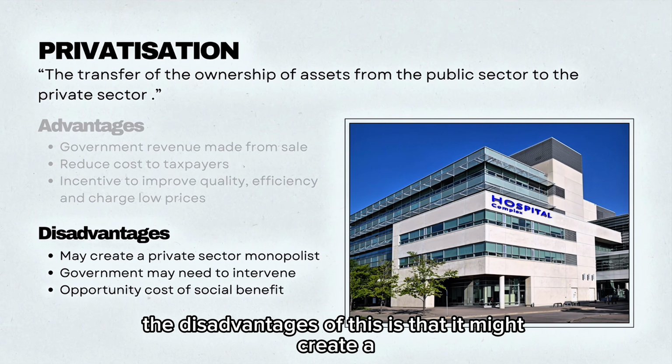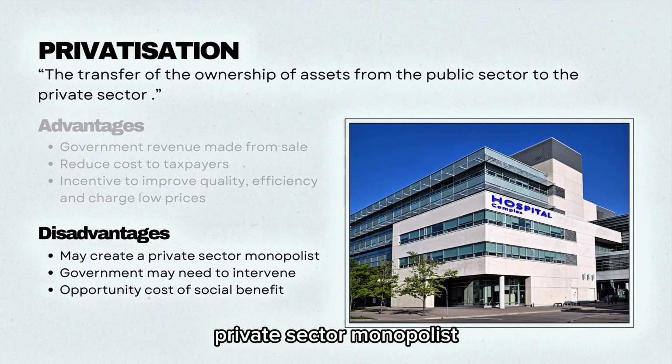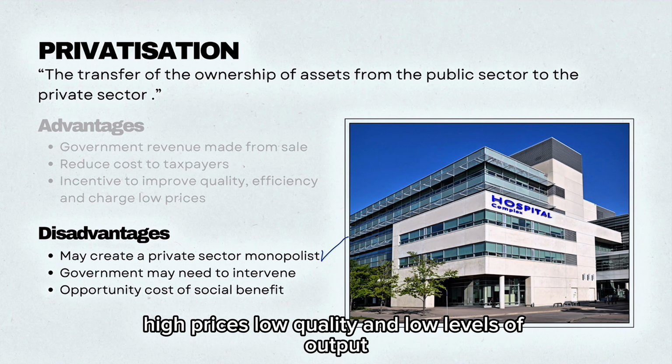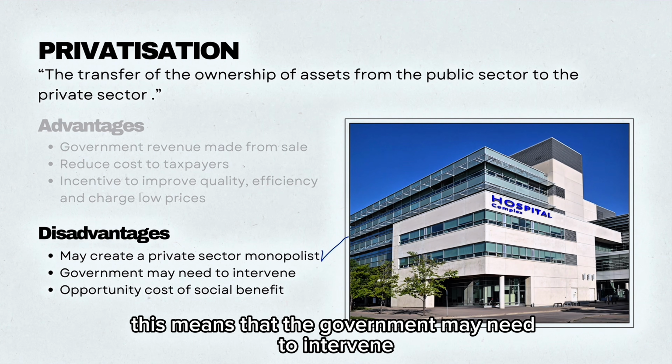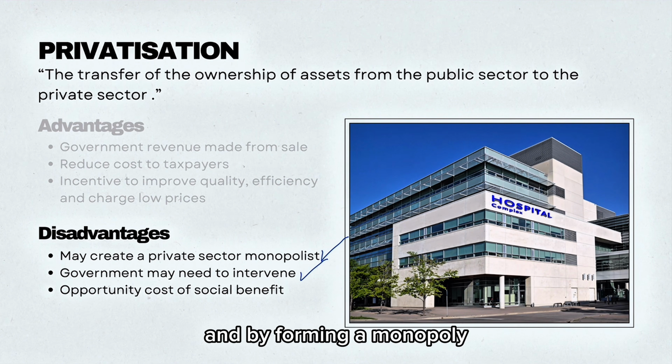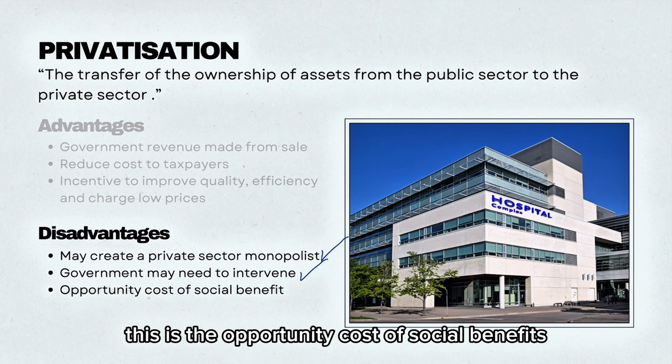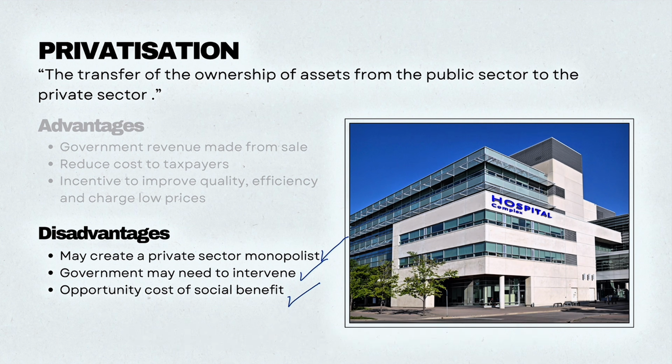On the other hand, the disadvantage of this is that it might create a private sector monopolist, which in turn will be inefficient, with high prices, low quality, and low levels of output. This means that the government may need to intervene. And by forming a monopoly, this is the opportunity cost of social benefits.